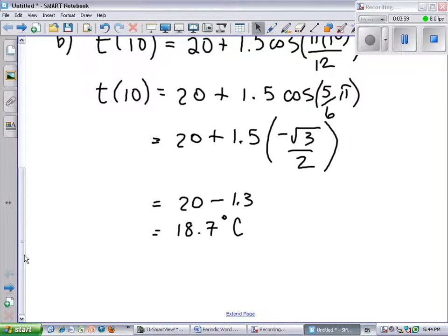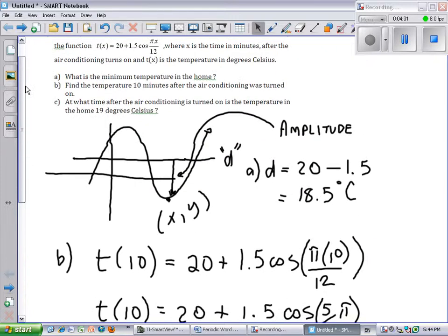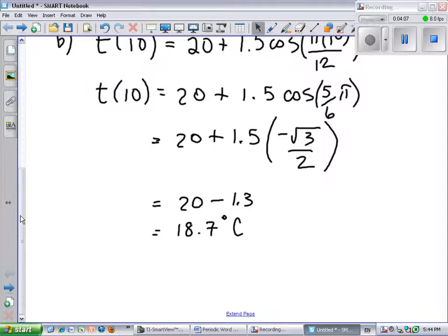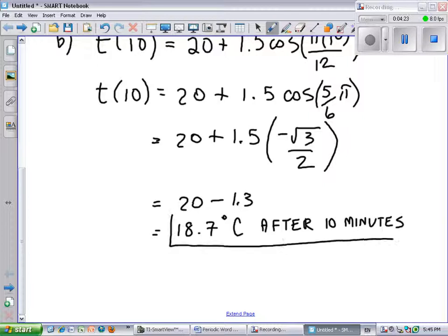So thinking back to the problem, find the temperature 10 minutes after the air conditioning was turned on. 10 minutes after the air conditioning was turned on, the temperature is 18.7 degrees Celsius. After 10 minutes. You should have a therefore statement for all these word problems. Okay, so we'll circle that. Your therefore statement can be abbreviated. So we'll do that one algebraically. On the test on Tuesday, you'll need to be able to do it algebraically for some that work out nice like this, whereas other ones that are more complex, you'll be allowed to use a calculator.